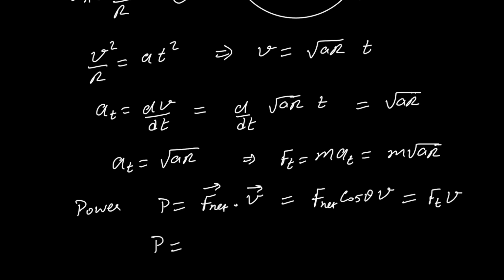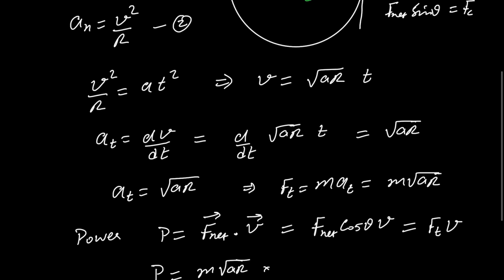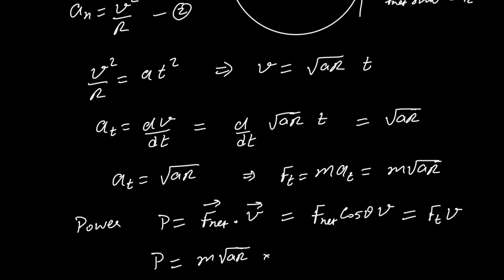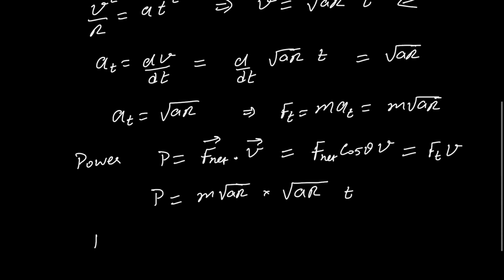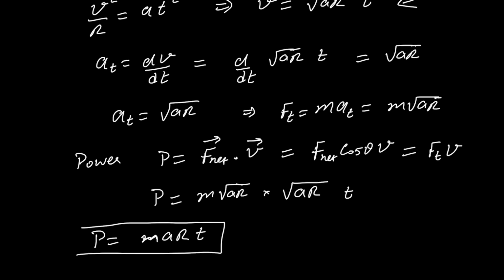So this is the quantity which we have to find. Power will be tangential force, which we have just found out to be m √(a r), and we know V, that is speed, is √(a r t). So for V we put √(a r t). On combining all this, we will get power is equal to m a r t. So this is instantaneous power.